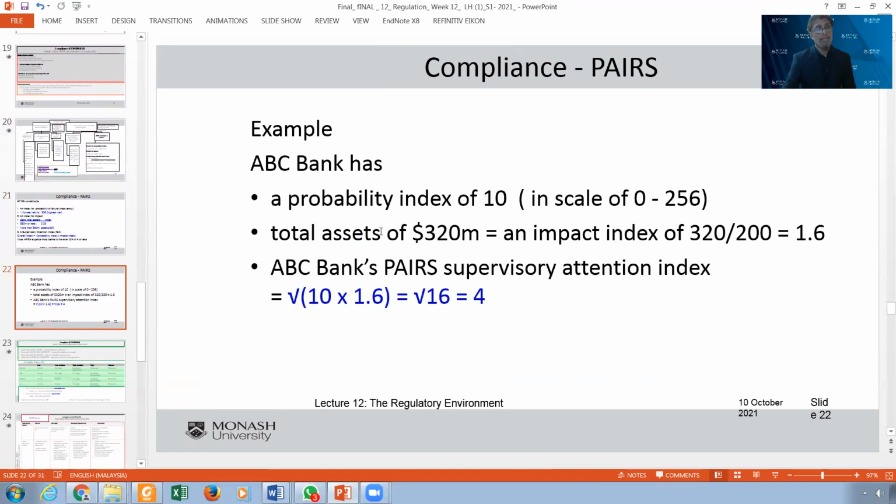Look, if you have ABC Bank, probability of index is 10, which is out of the 256. This is not really a risky bank. Total assets 320. Then you have to calculate the impact index: 320 over 200, 1.6. And then you have to calculate the tension index, which is the square root of 10 times 1.6. So it's 4, and 4 is accepted. They expect every bank to achieve a score less than 4, not to be risky.